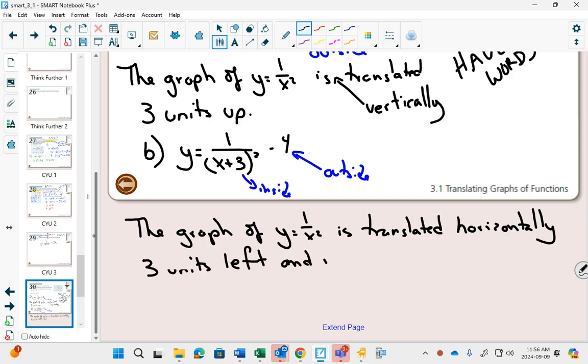And vertically, 4 units down. So we're trying to be as clear as possible in these described questions using our words to explain. Circle questions 16 and 17.